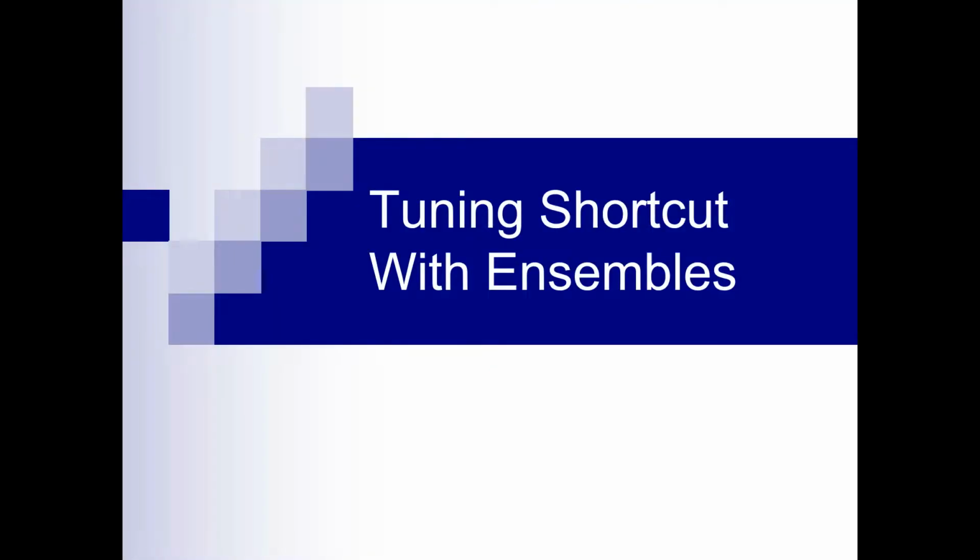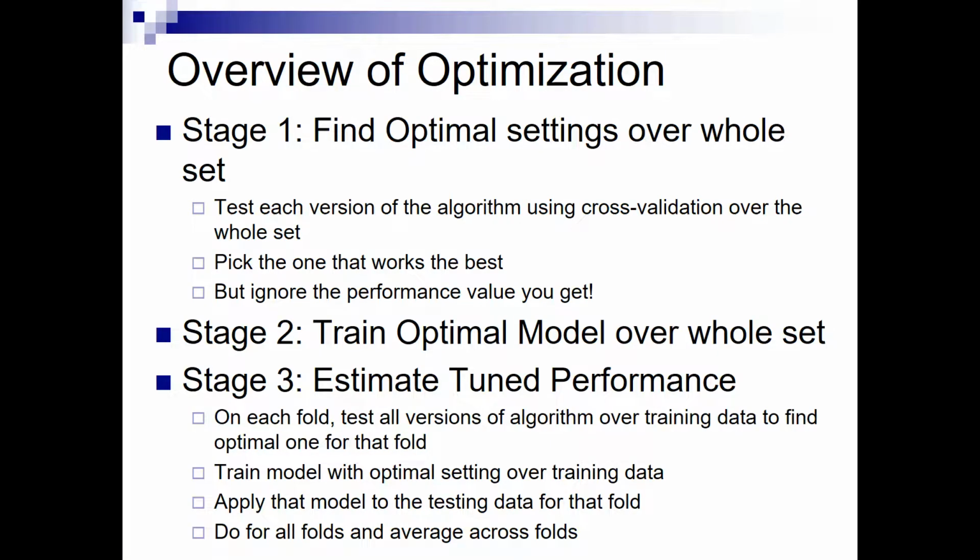So let's start with the example with ensembles and the tuning shortcut that I introduced last time. We've been talking many times about the 3 stages of tuning, and I introduced the CV parameter selection meta classifier last time. Here we're going to use it to tune the number of iterations for bagging and boosting.